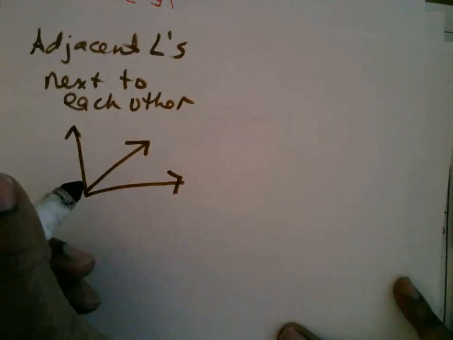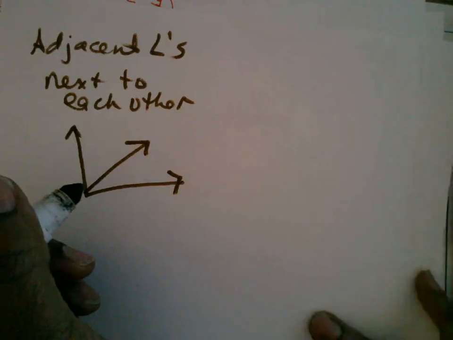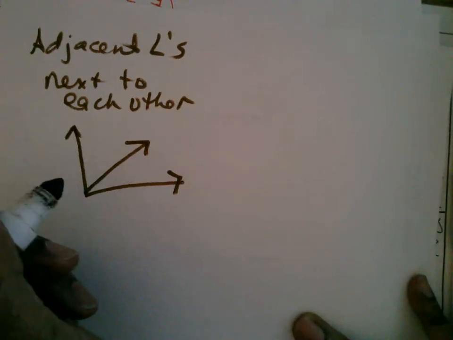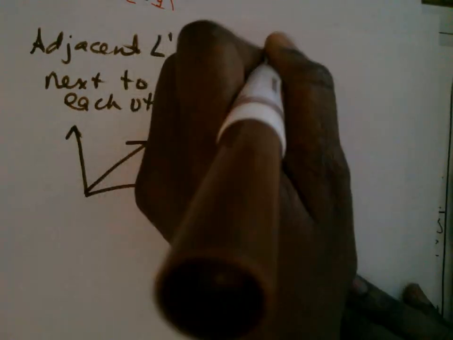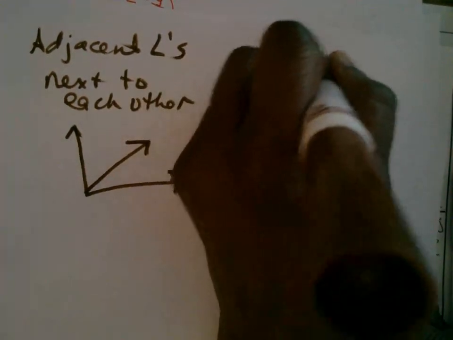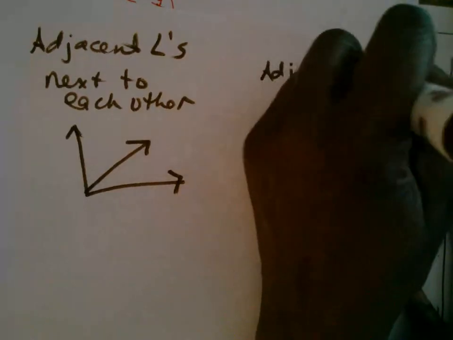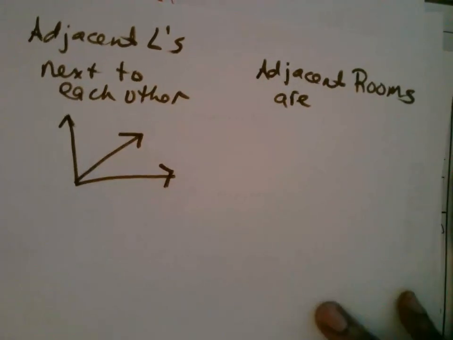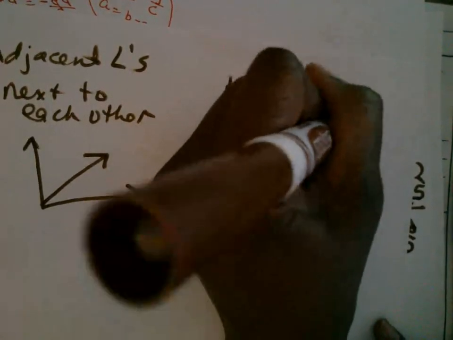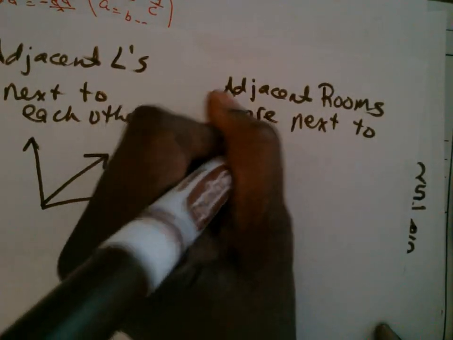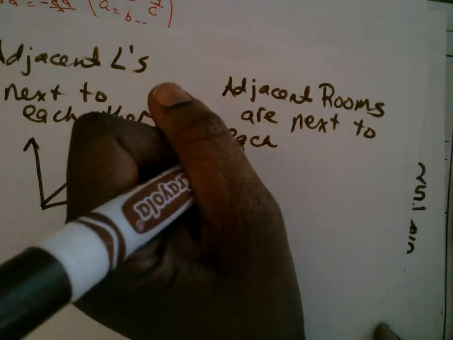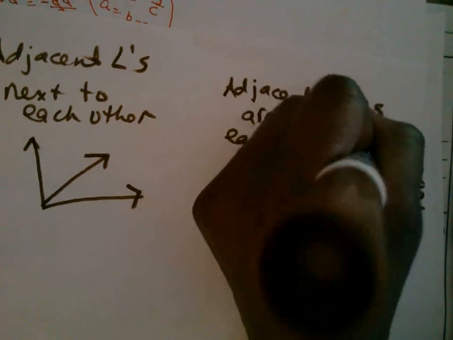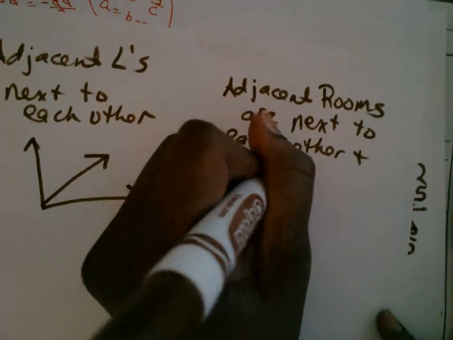And then there was a statement or question at the bottom of that. It said, what does adjacent rooms mean? Like how two rooms are directly next to each other, and they share a wall. So you can think of how adjacent angles share a common vertex. So adjacent rooms are next to each other and share a common wall. I like that.